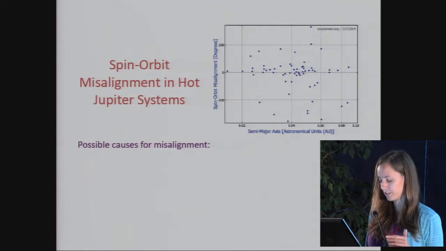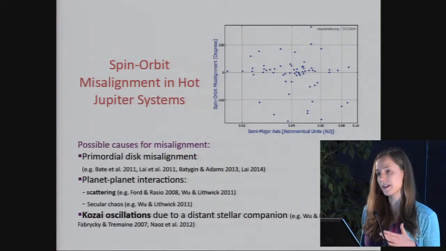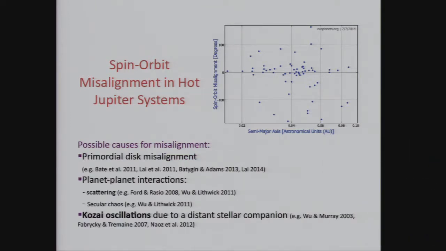There are several ways of doing this. So you can have a sort of primordial disk misalignment, also planet-planet interactions and scattering. And then what I'll be focusing on is Kozai oscillations from a distant stellar companion.